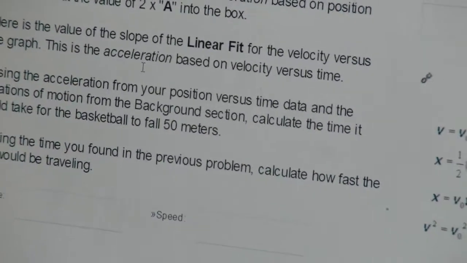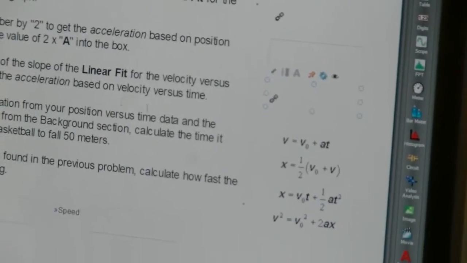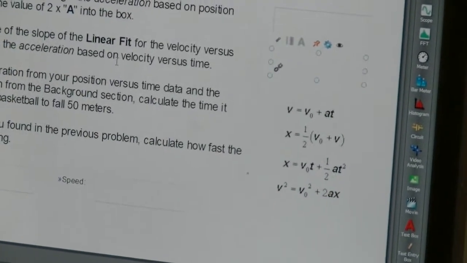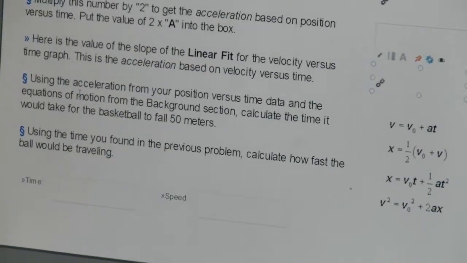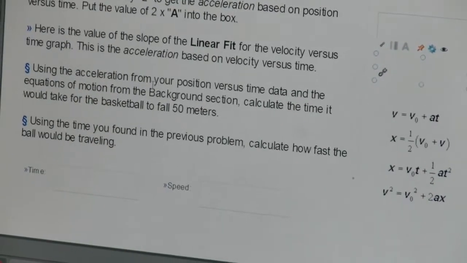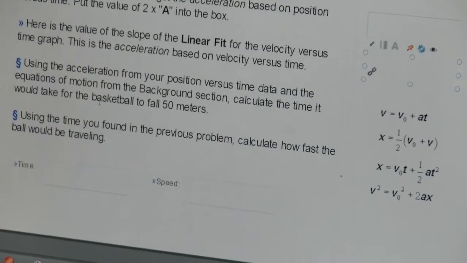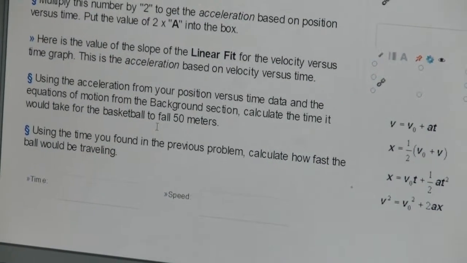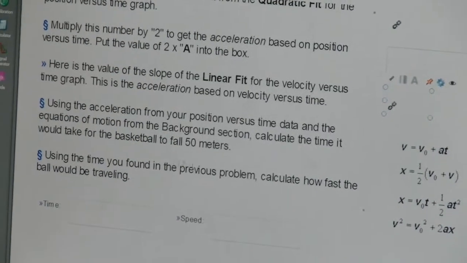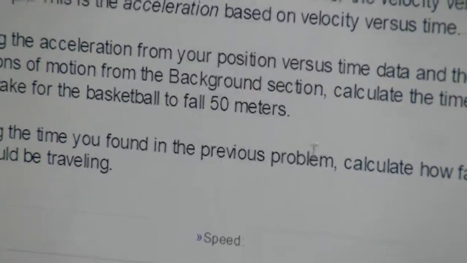And then we also have to put the slope of the velocity time graph, and then using the acceleration that we compute from the fit, we have to answer this question, which asks: under the same acceleration, what time would be required for the ball to fall 50 meters? So the equations of motion are given.